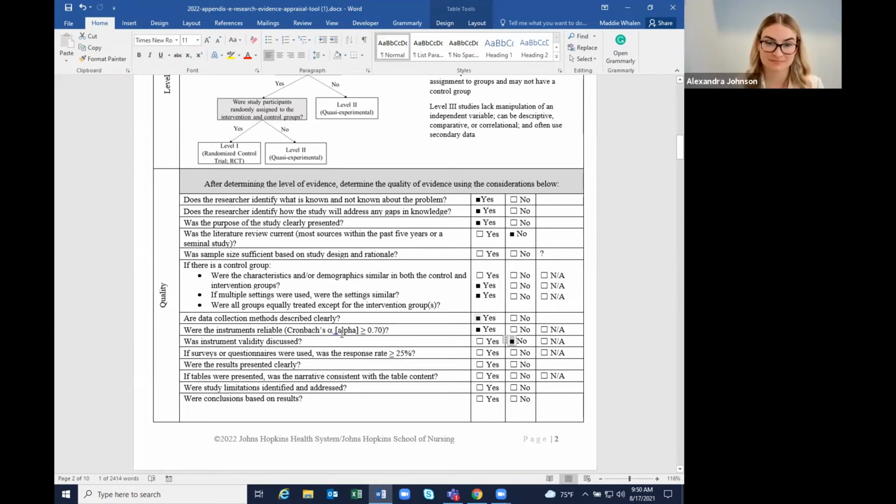All right, we have a few more questions left. The next one is, if surveys or questionnaires were used, was the response rate greater than 25%? This one I also got tripped up on a bit. On page 1228, they said that after every procedure, they had the nurses fill out the survey. That makes me think that every nurse completed it, which would be a 100% response rate, but they didn't actually list a response rate.